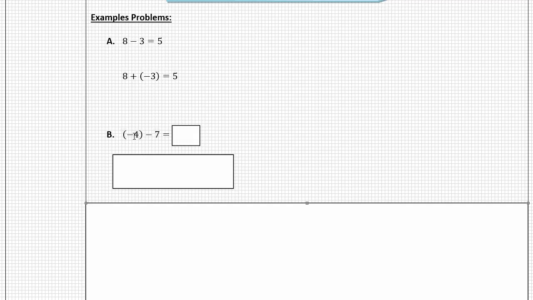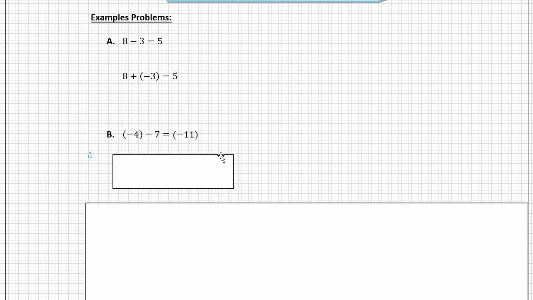We would be at -4, facing the positives, but walking the opposite direction. So we go -7 spaces. And -4 subtract 7 is going to be -11.